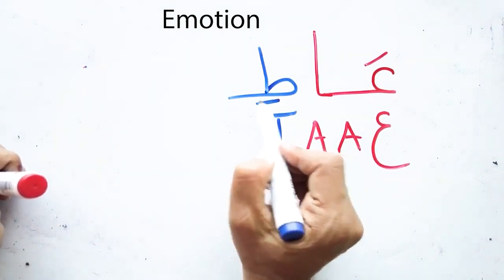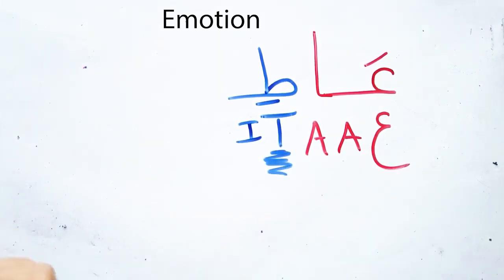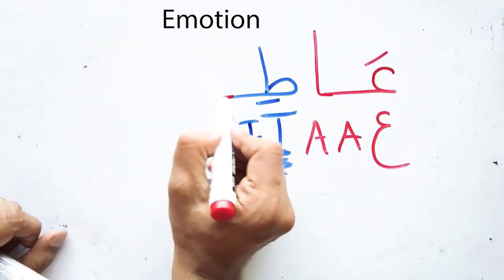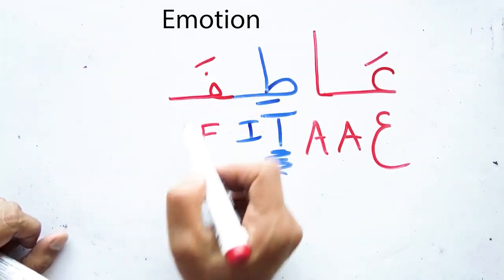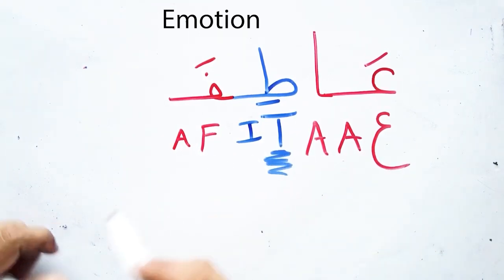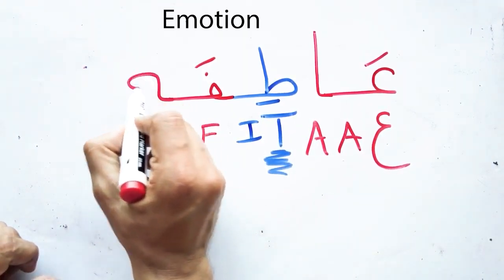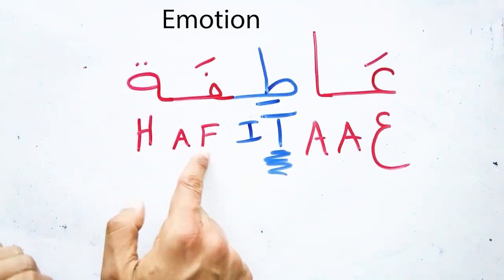A-T-I. I have here Kasra, it sounds like I. A-T-I. F, the sound of F with Fatha, it gives me the sound of A. A-T-I-F. I have Ta Marbuta, it will give me the sound of H.